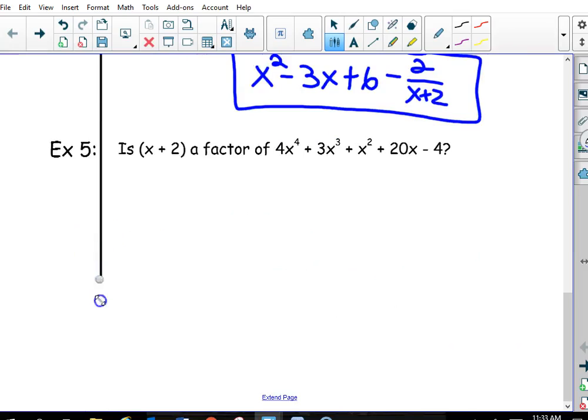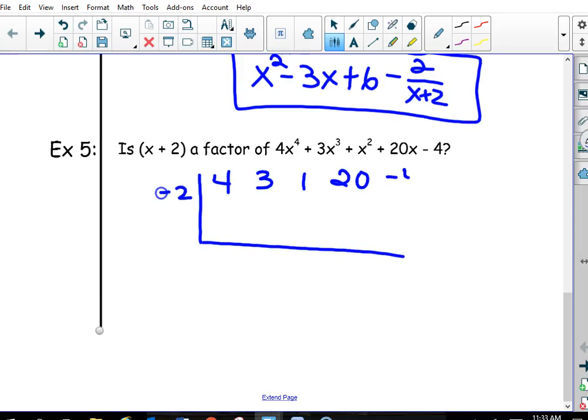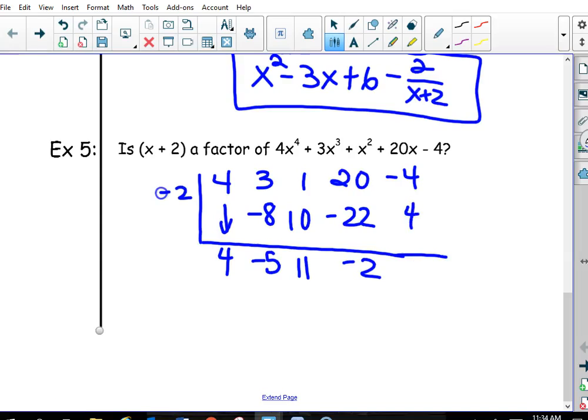Okay, is x plus 2 a factor of that fourth degree polynomial? Well, we're going to set up our synthetic division to find out. So -2. Yes. So our remainder is 0. The answer is yes.